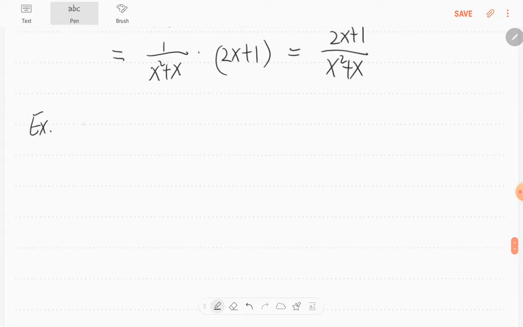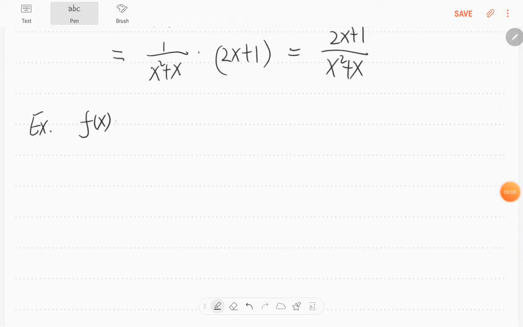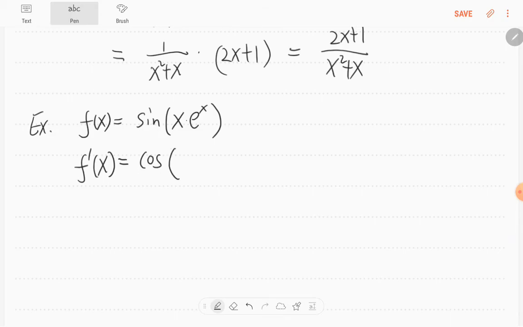Now let's look at this problem: sine of x times e to the x. What is the outside function? The outside function would be the sine function, right? So the derivative of the outside function, the derivative of sine, equals cosine. Cosine of what? The rest is the inside function, x times e to the x.